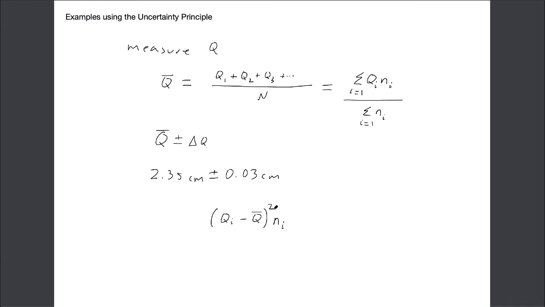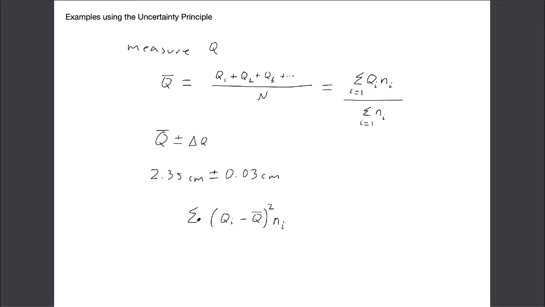So we square that. In other words, we're looking at only positive values, because if you don't square it, some of these differences will be negative and some will be positive. So we're going to square this thing, and we're going to take the average of this thing. Right? So we add up all these deviations squared.